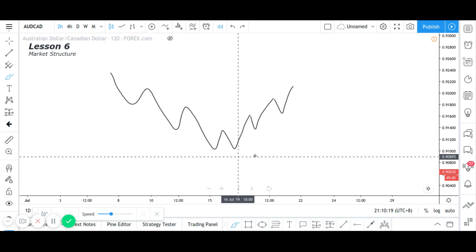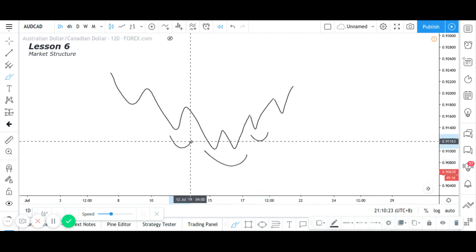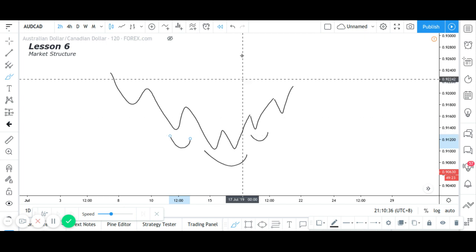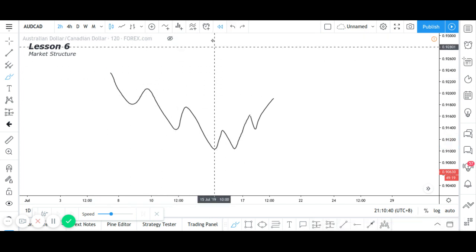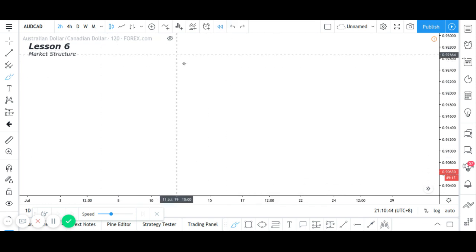So we can have a look here. Here is the head, here is the shoulder, and here is the shoulder. This is how the market will work, and this is how easy it is to tell when market structure is changing from bearish to bullish or bullish to bearish. It's very, very simple, very, very easy to see. I hope you guys are following and understand everything that I'm saying.